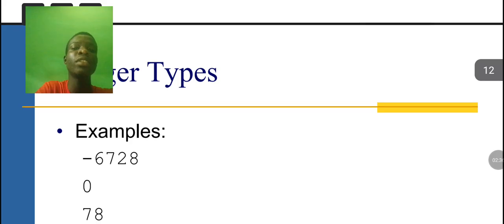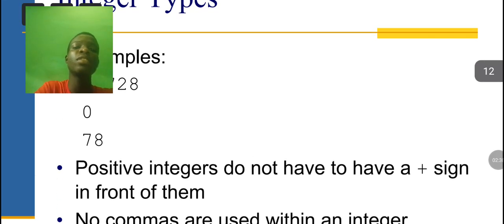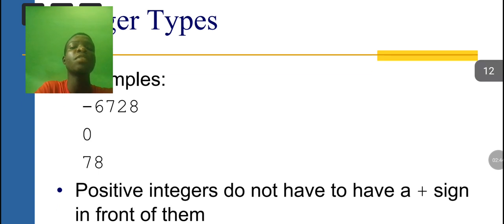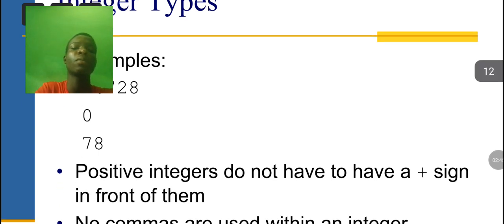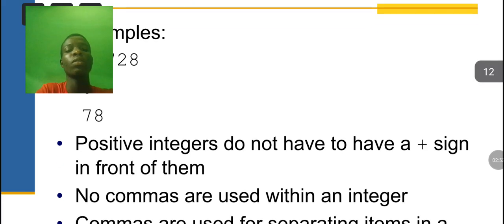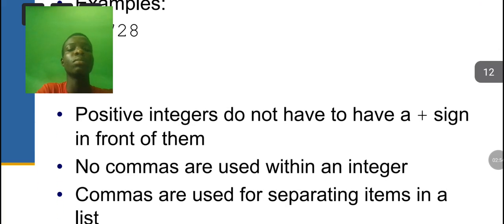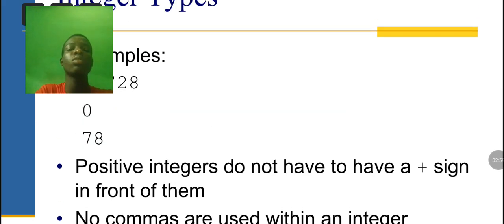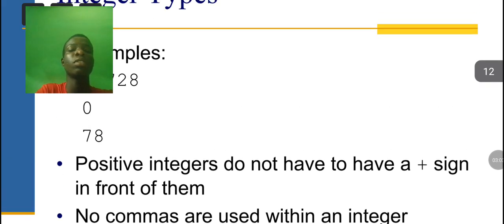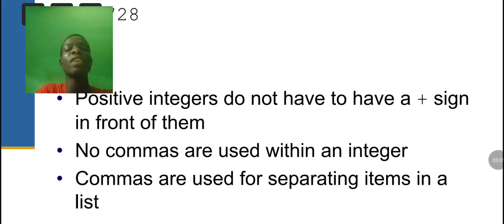Now integers. Positive integers do not have a plus sign in front of them, whereas for the negative, you see the sign in front of them. So you can't say plus 78 or plus 2, just 78 or 2. They don't have the positive sign in front of them. No commas are used within an integer. So you can't say 78,9,10. It's not allowed for integers, but commas are used for separating items in a list.